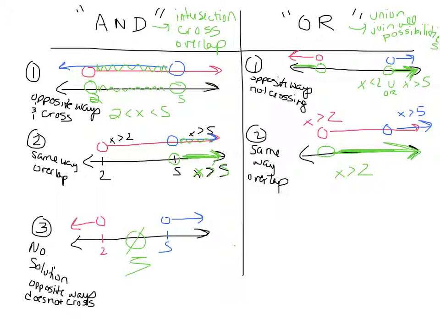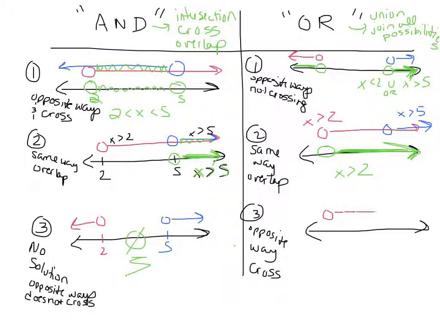The third possibility is going to be when they are facing the opposite way and where they cross. So, for example, this is like number 1 of the and statement in many regards, where I could have x is greater than 2. So something looking like this. And at the same time, I could have x is less than 5.